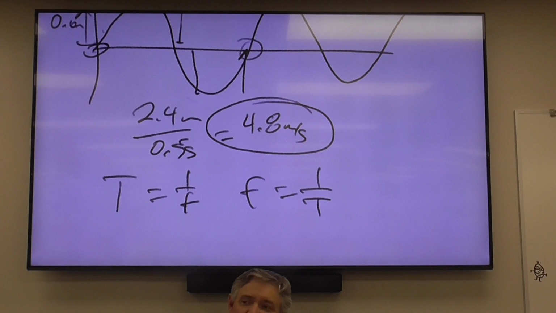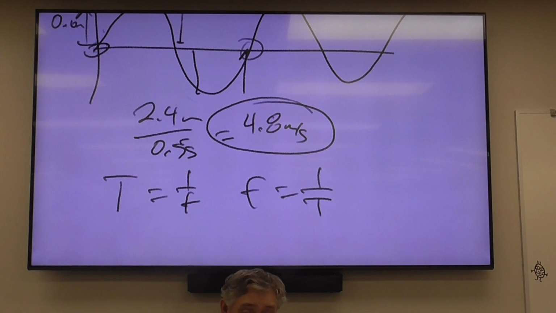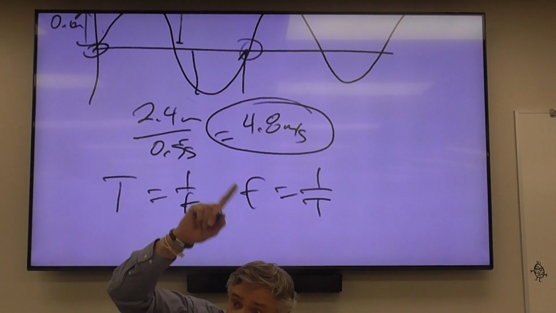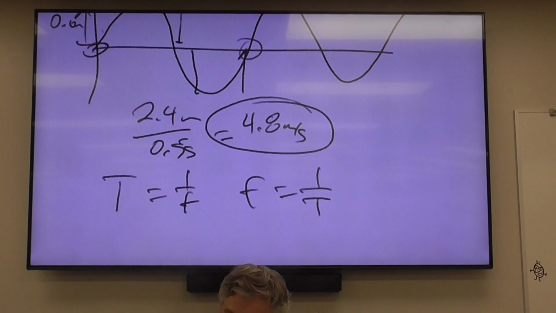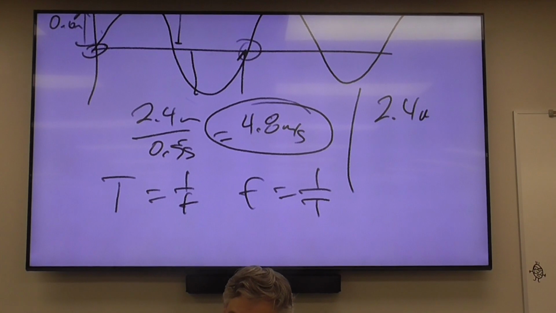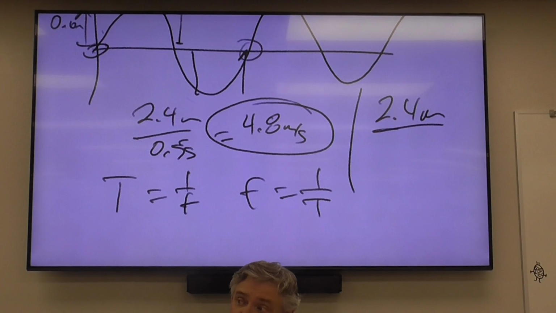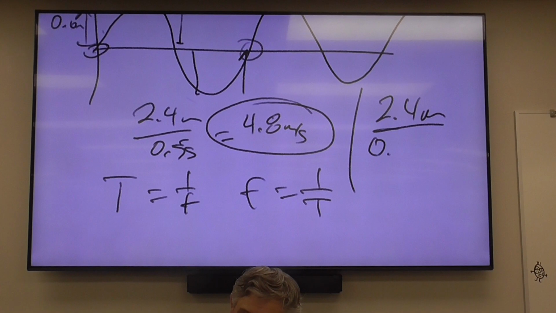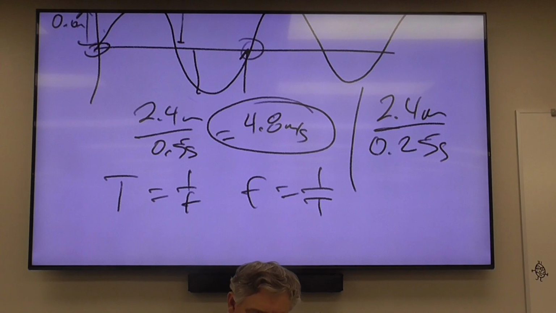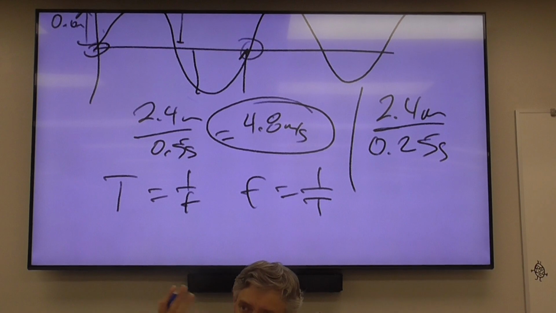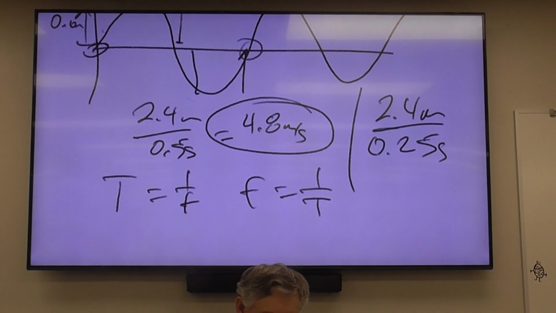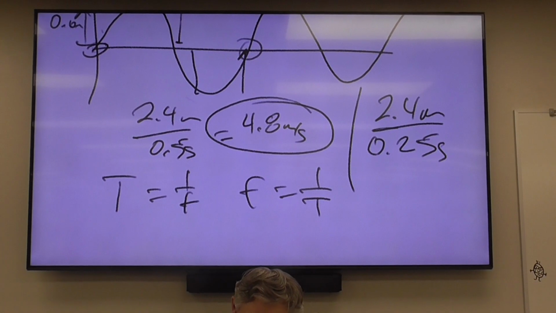I'm going to double the frequency. I'm going to halve the period, right? Because they're inverses of each other. So it's still going to travel the same 2.4 meters, but instead of dividing by half a second, I'm going to divide by 0.25 seconds. So what's going to happen? What's going to be the new velocity? 9.6. Okay? So that answer is going to be 9.6.